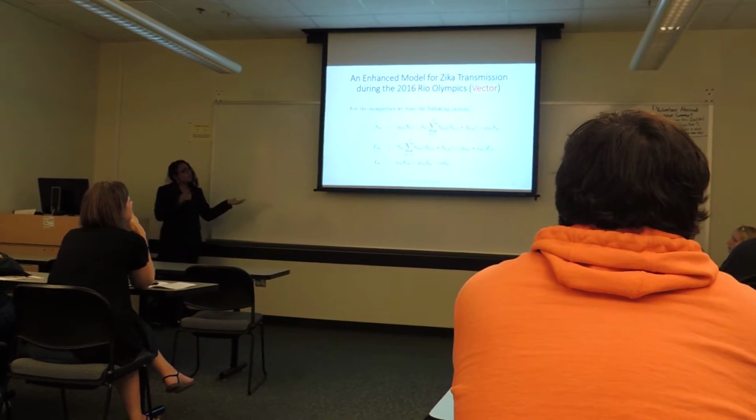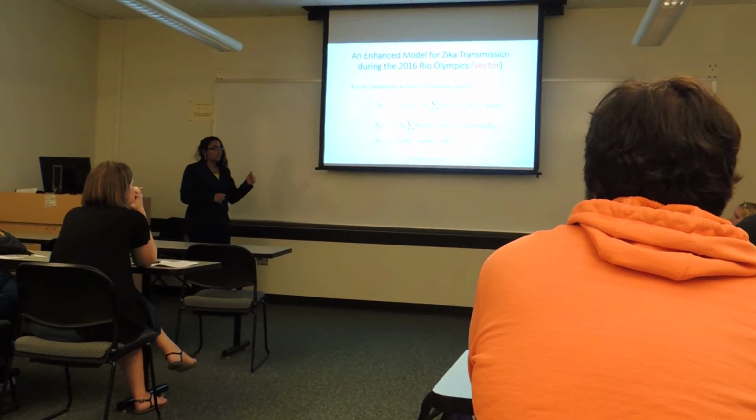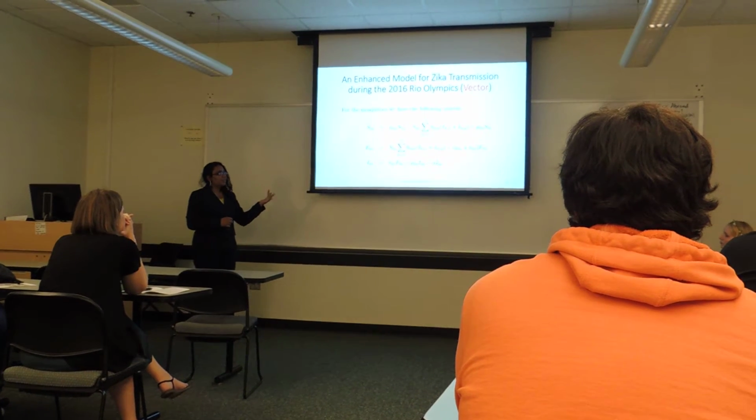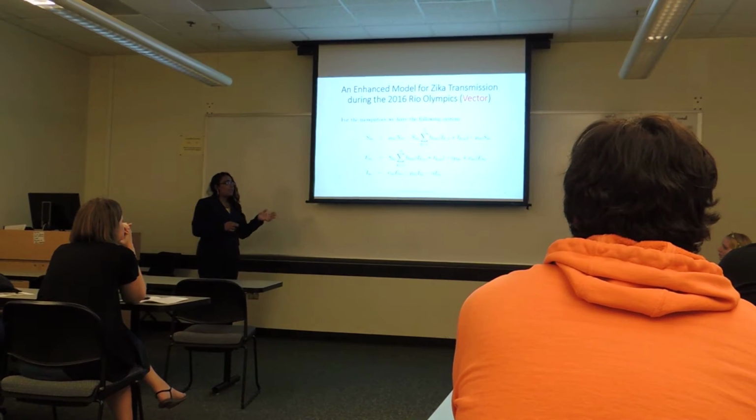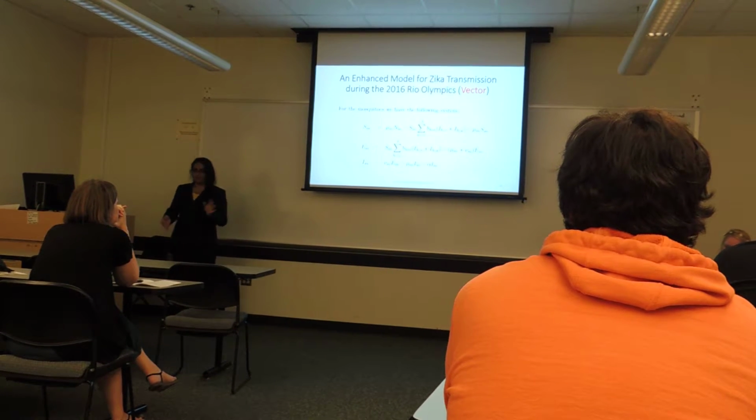So this describes the vector model that we had. And again, it's very similar to the one that we had before. However, now the summation term lets us know that the mosquitoes can get infected by any of the 3 populations of people.